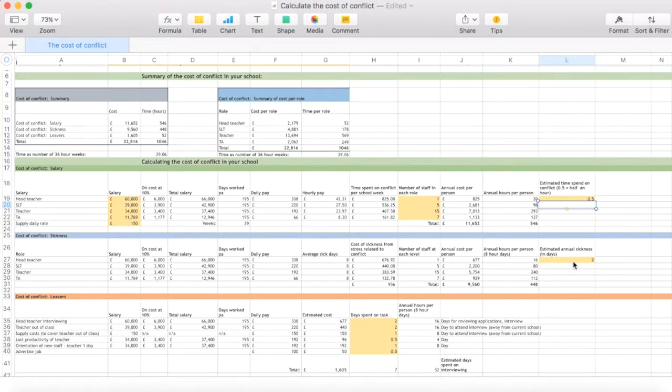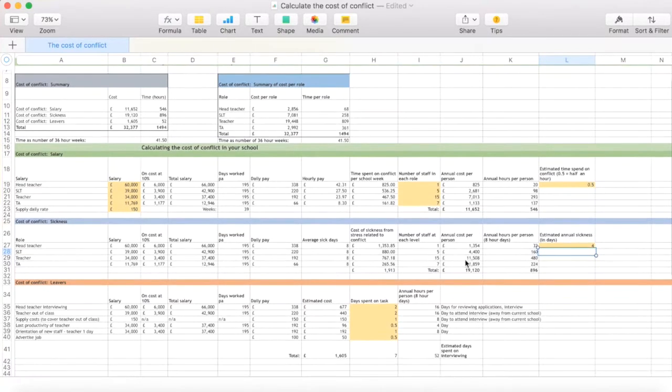Let's move on to the second section, sickness, and the good news, despite the fact we're talking about sickness, is you just need to enter the average number of days per person that they are off sick. Now you might want to be really accurate on this and ask someone in your admin office to give you this information, but you might have a rough feel that, on average people take about 4 days off sick a year. Whatever it is, pop that in the box.